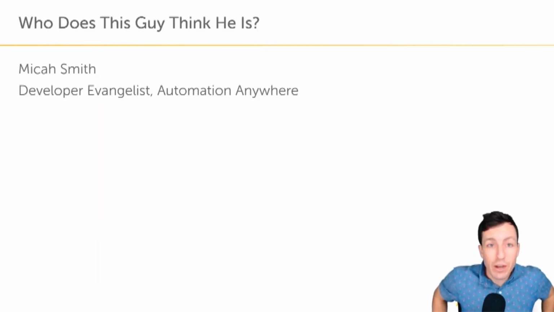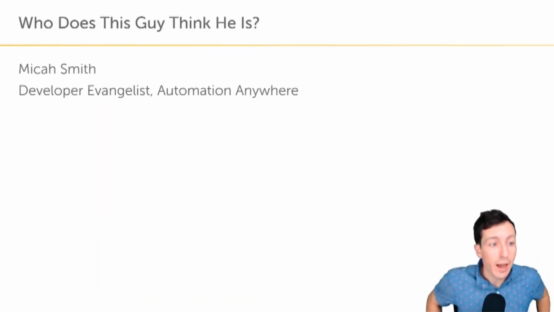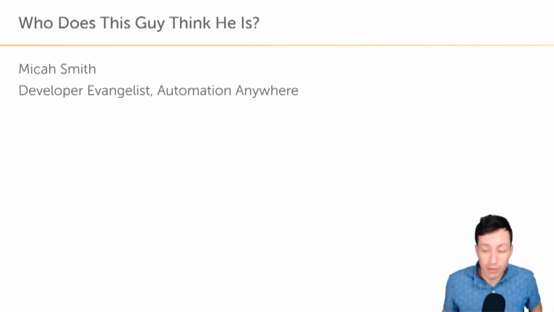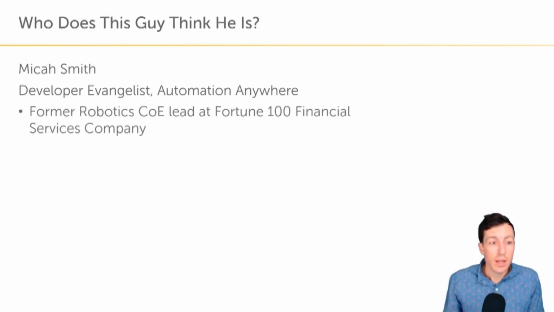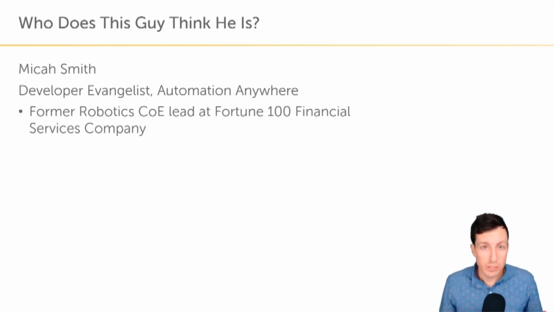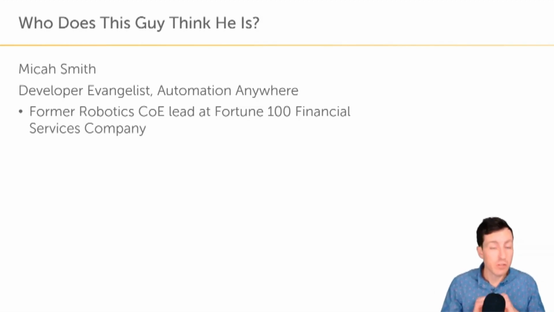First off, a little bit of background about me. I am Micah Smith. I'm a Developer Evangelist at Automation Anywhere. I am formerly a robotics COE lead at a financial services institution. COE means Center of Excellence. A lot of RPA initiatives will have a Center of Excellence where they have a federated development model. We can talk about all of that in a future video. Just know that I have some experience in RPA.